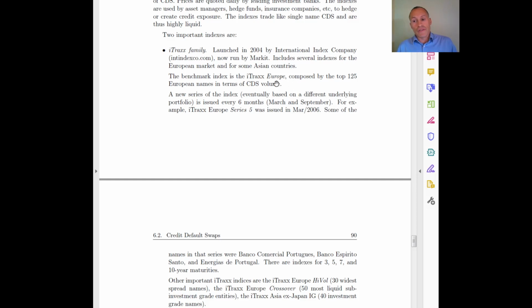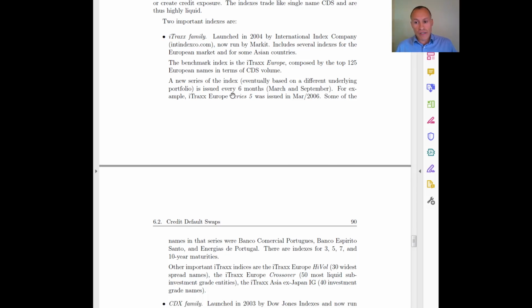So to avoid that problem, there is actually not just one single iTraxx Europe. There are many at each point in time. There are many iTraxx Europe indices alive at the same time. More precisely, every 6 months we create a new iTraxx Europe, where we launch a new series where the 125 names on that index may or may not be the same 125 names that were on the previous index.